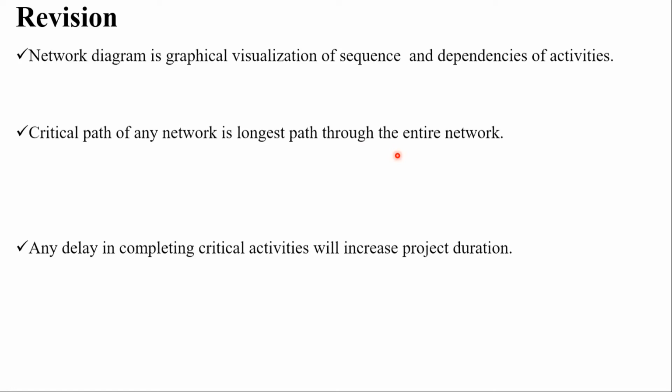Critical path is the longest path through the entire network. We have also seen that critical path has no float, so any activities on the critical path must not be delayed. Any delay in completing critical activities will result in extended time on the project duration. So as to meet the project deadline, you have to follow strictly the critical path. But any activities on the non-critical path can be delayed.